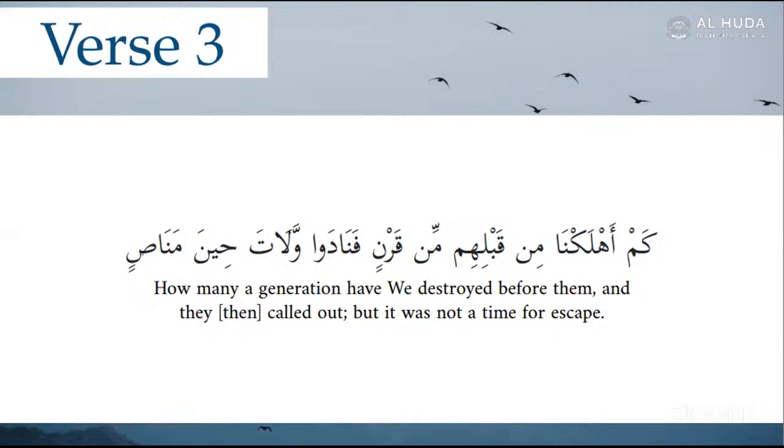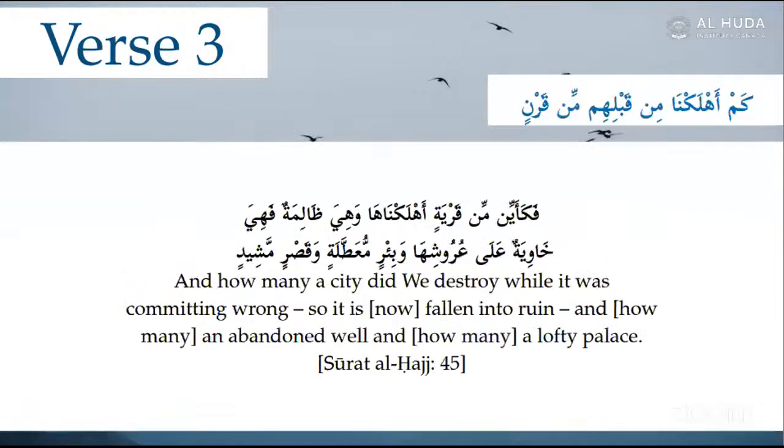In Surah Al-Hajj, we learn in verse number 45, فَكَأَيٍّ مِّن قَرْيَةٍ أَهْلَكْنَاهَا وَهِيَ ظَالِمَةٌ. And how many a city did we destroy while it was committing wrong? فَهِيَ خَاوِيَةٌ عَلَى عُرُوشِهَا. So it is now fallen into ruin. وَبِئْرٍ مُعَطَّلَةٍ. And how many an abandoned well. وَقَصْرٍ مَشِيدٍ. And how many a lofty palace.